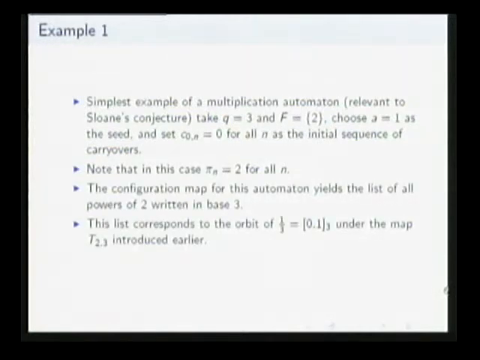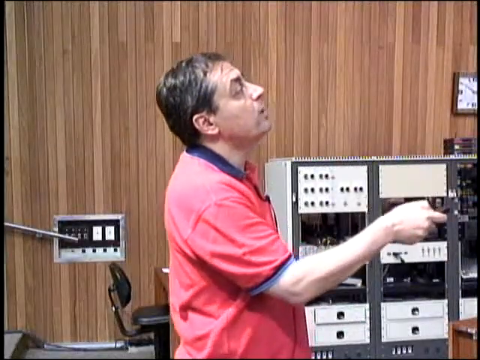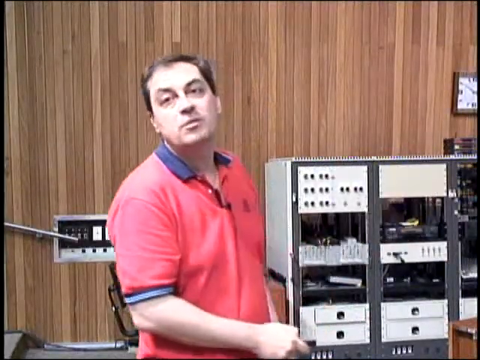So let's see. Yeah, so this is just explaining why this falls in the previous framework. Let me give you another example. Another example is base 4. If you take base 4 and you choose the set F to be just the prime 3, and the initial sequence of carryovers is 0, I'm not going to talk about that, then what you get is, if you choose A equals 1, you get the sequence of powers of 3, written in base 4. If you choose A equals 2, you have the sequence 2 times 3 to the n in base 4.